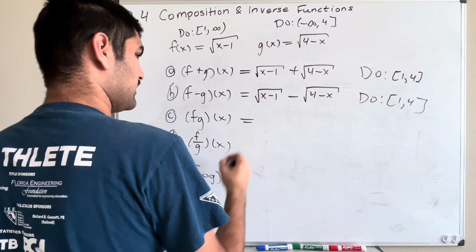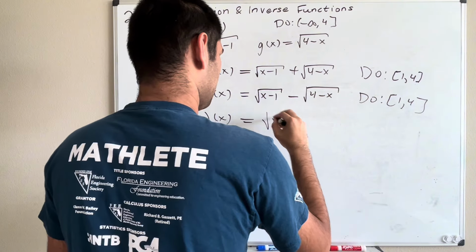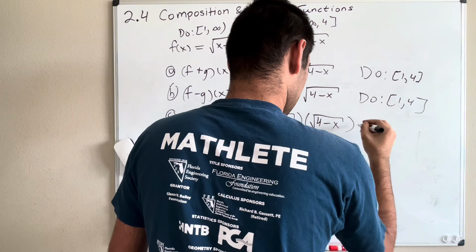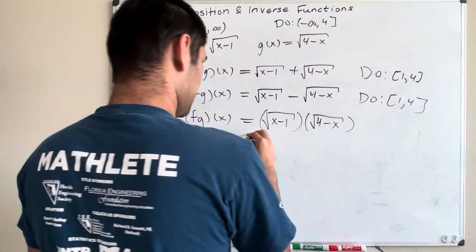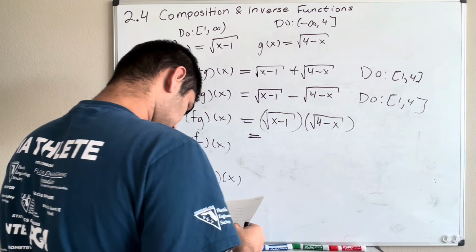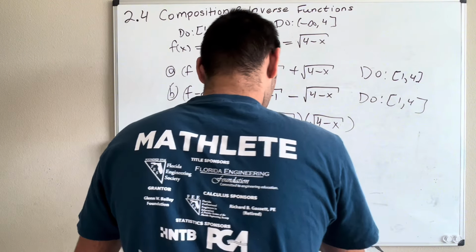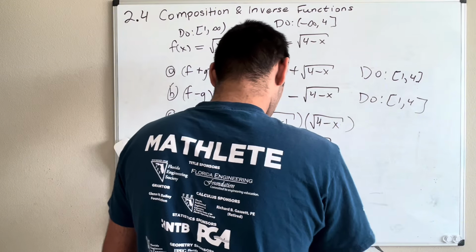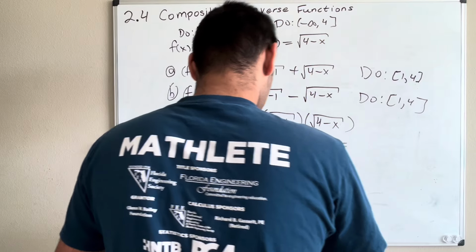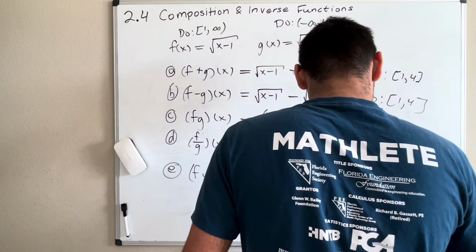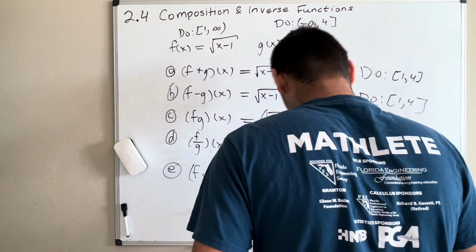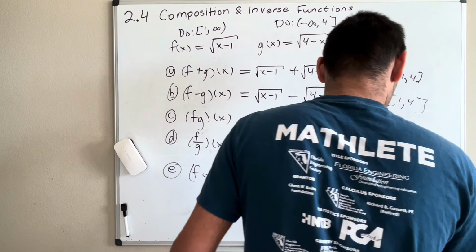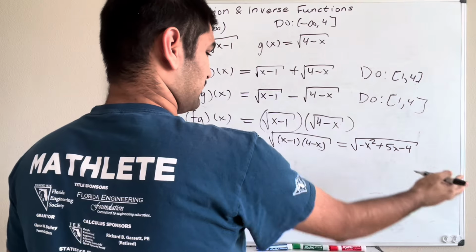And then f times g of x. So now you have f of x, which is root x minus 1, and then times g of x, which is root 4 minus x. And this one you can simplify further. So you'd get, let's see, put both of them under the root radical, right? And then if you were to distribute this out, you would get the square root of negative x squared plus 5x minus 4. So that is the final simplified answer.